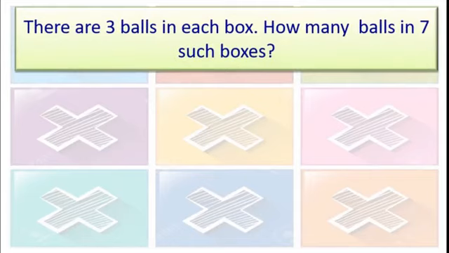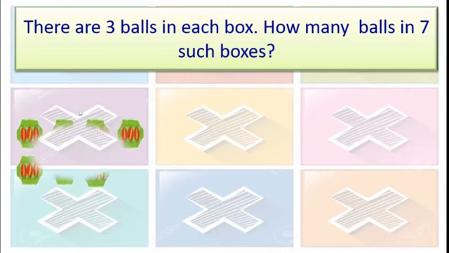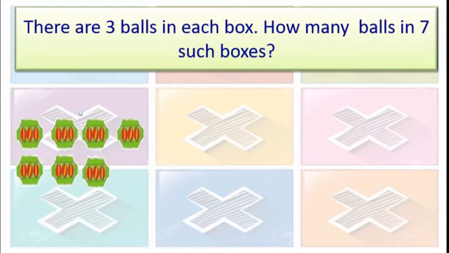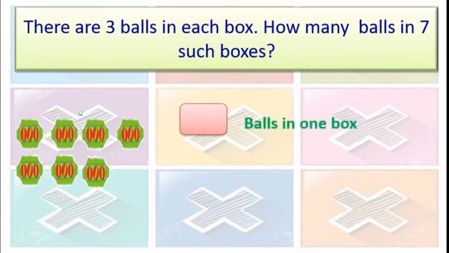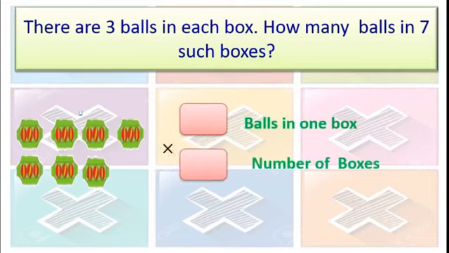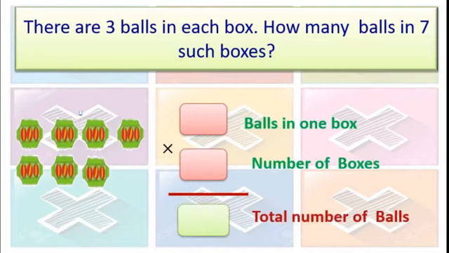There are 3 balls in each box. Okay, how many balls in 7 such boxes? See dear students, here balls are there and boxes are there. In each box there are 3 balls. And how many boxes are there? 7. We will write like this. Balls in one box. That we have to write how many? Number of boxes. When we multiply these two, we will get the total number of balls.